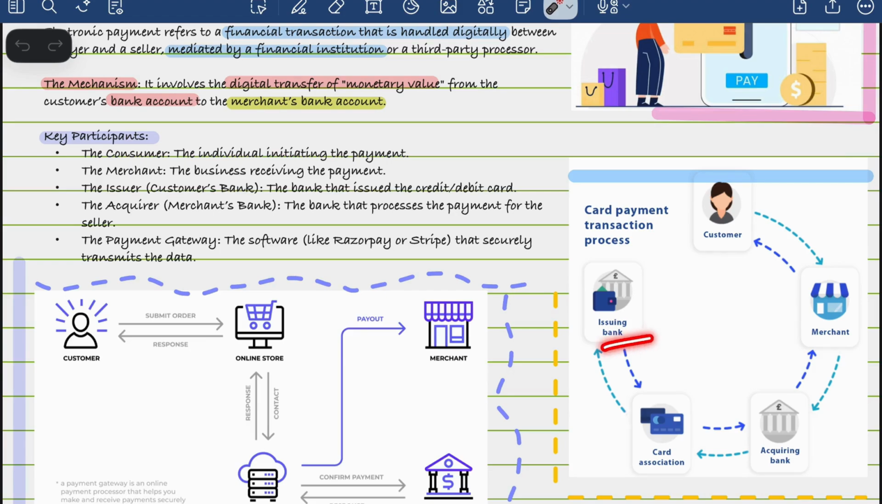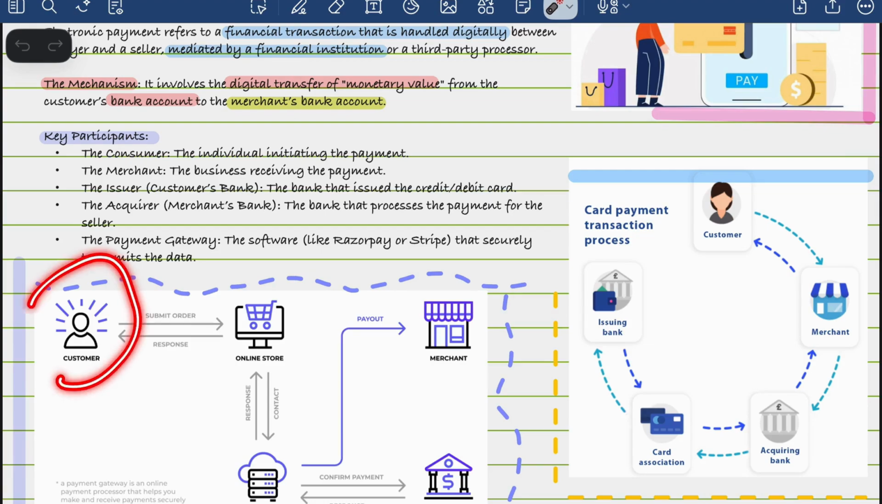And then there is the issuing bank. The issuing bank is the bank where the cash lives on the customer's side. So the issuing bank is the customer's bank, and there is the acquiring bank. The acquiring bank is the merchant's bank, where the cash lands from the customer to the merchant, right? And you see there is a payment gateway in between. This payment gateway ensures that the transaction is completed without any failure and without any cyber attack, and it also bridges the links between everything.